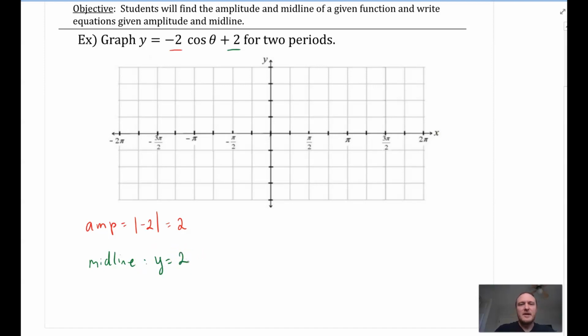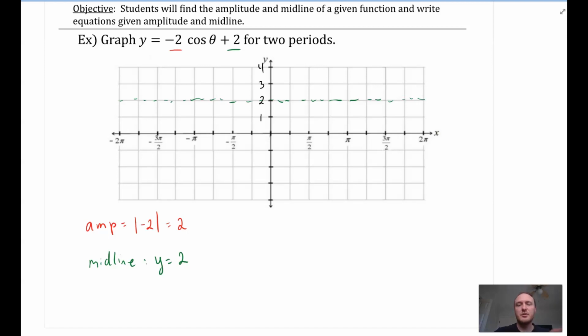Next I'm going to graph my midline. So you need to determine your scale. I think if I just go by ones, everything will fit. I have a midline at 2. Here's my dashed line. And then my amplitude is 2, so I know that my maximum is going to be 2 plus 2, which will take me to 4. And then 2 minus 2 takes me to 0. So it looks like I'm good.